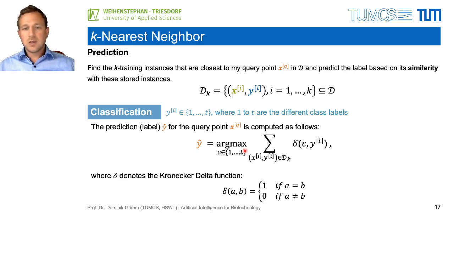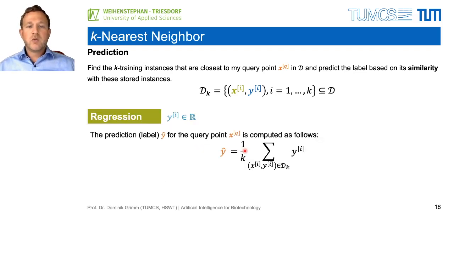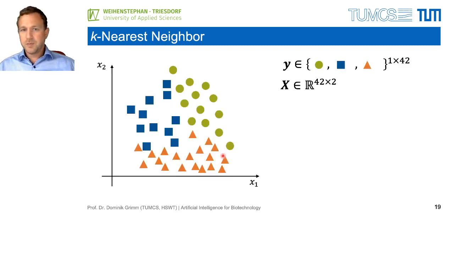And for regression, it's even simpler. For regression, we compute the average across all the closest data points which we have found for xq, and that's our prediction y hat. So we have now seen what we have to do for predictions. We first have to find the closest data points to our query data point, and then we either do a majority vote or we compute the average across all the k closest points. So let's look at an example.